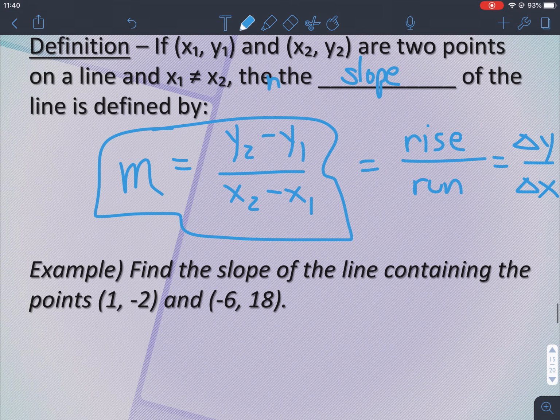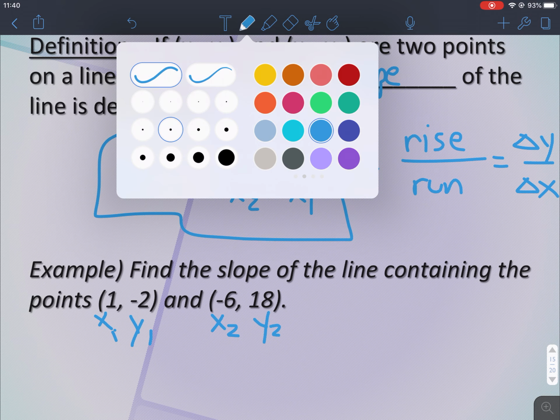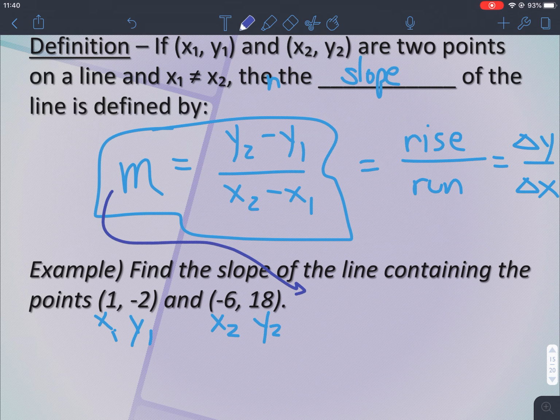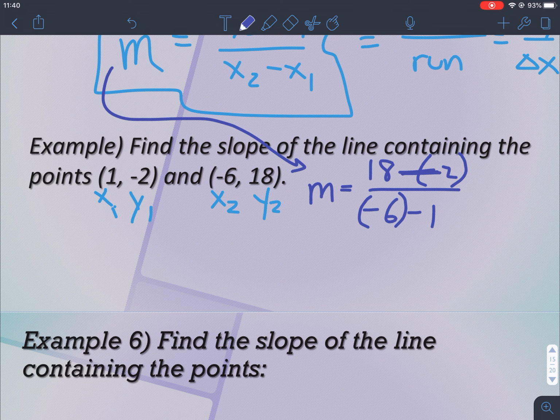So find the slope of the line containing the points (1, -2) and (-6, 18). Let's label our points and use the formula for slope. m equals 18 minus negative 2. Whenever you plug in a negative number, be sure you use parentheses. Negative 6 minus 1. So we have a double negative here that's going to become a plus, and that's going to give us 20 over negative 7.